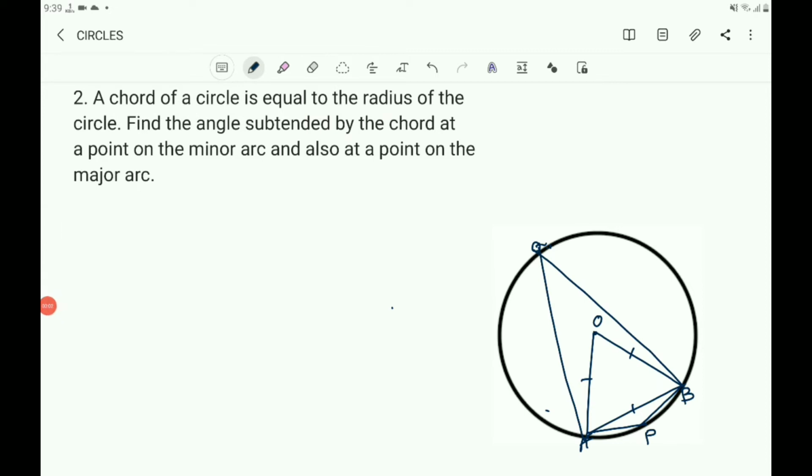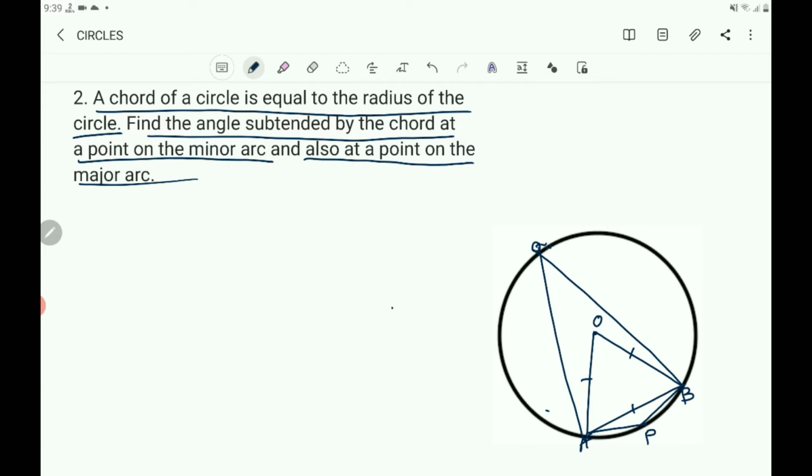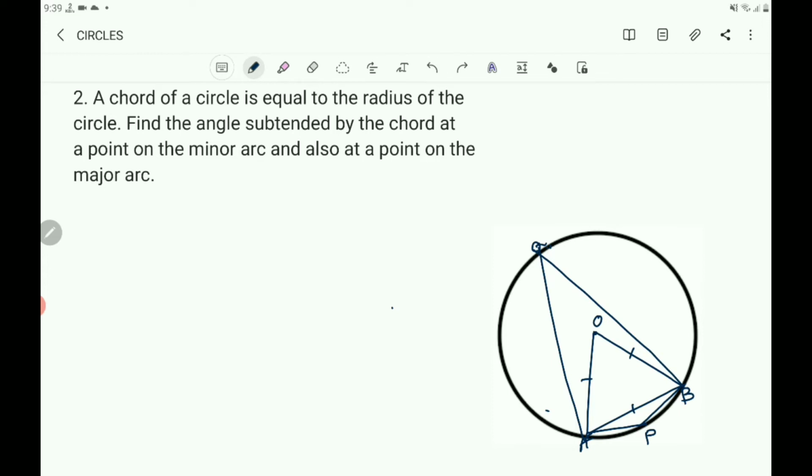Now let us take the second question. A chord of a circle is equal to the radius of the circle. Find the angle subtended by the chord at a point on the minor arc and also at a point on the major arc. It is given that the chord is equal to the length of the radius. So let us take AB as a chord, and OA and OB are the radii. As the radii are equal to the chord, all the three are equal.